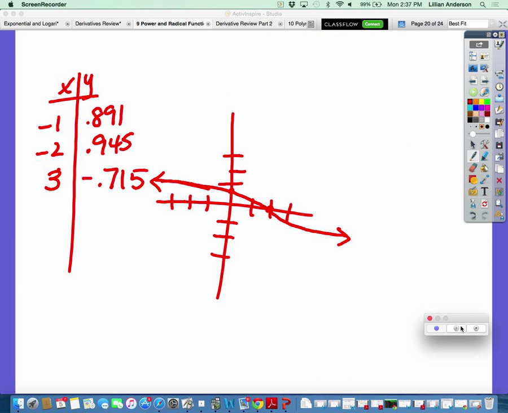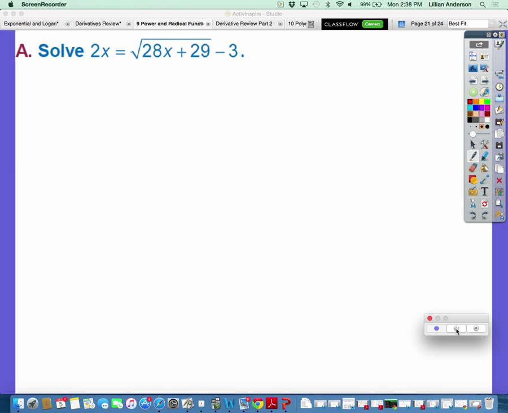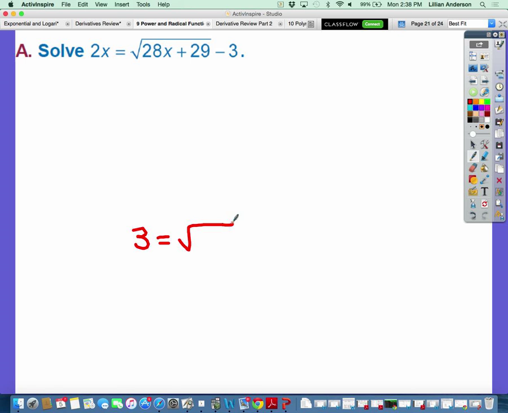Type test. Solving radical equations. So the second part of the goal was to be able to solve radical equations. Now, you guys should be able to solve problems like this, correct? How do you get x by itself? Square both sides. Okay, good stuff. So in this case, x would equal what? 9.